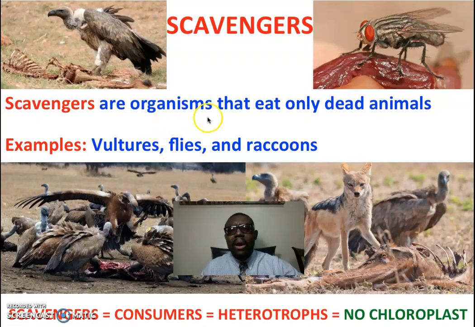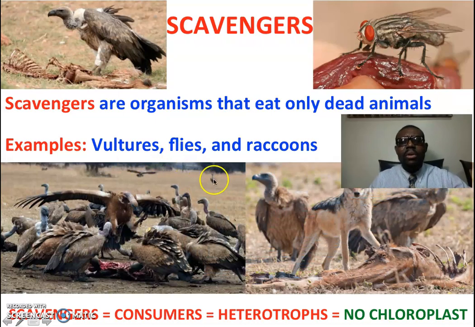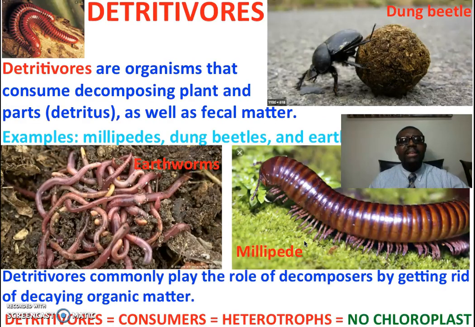Scavengers are organisms that eat only dead animals. Examples are vultures, flies, and raccoons. They consume only dead animals. So scavengers are consumers. They are heterotrophs. They have no chloroplasts. The only organisms with chloroplasts are producers.